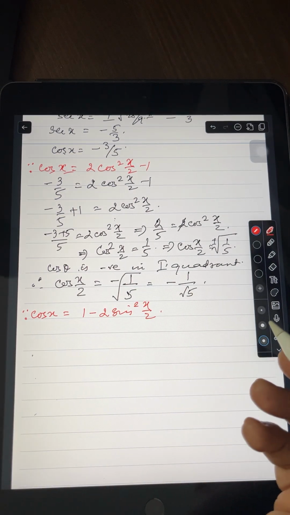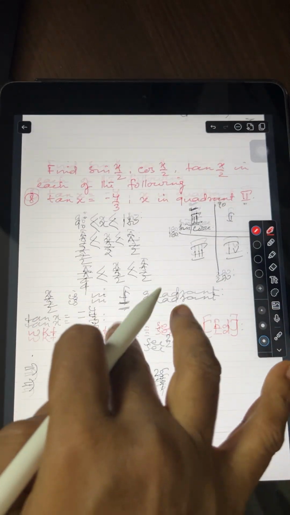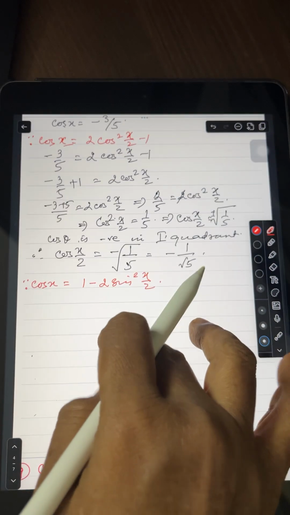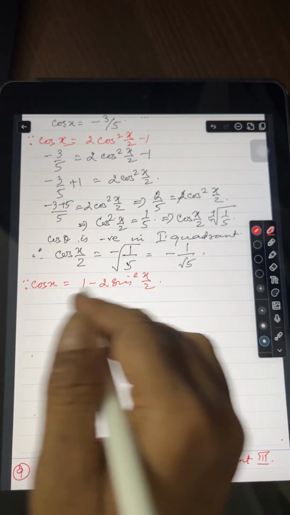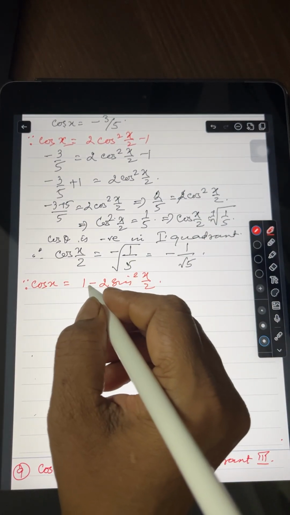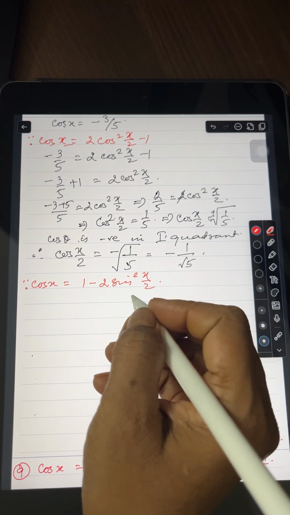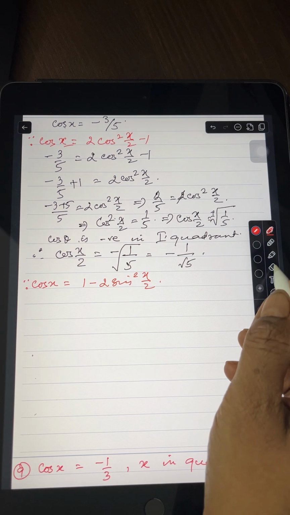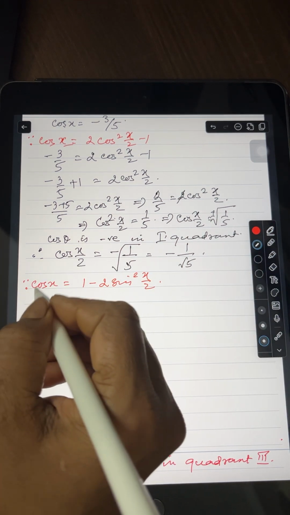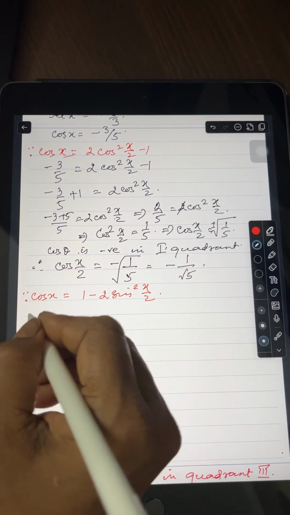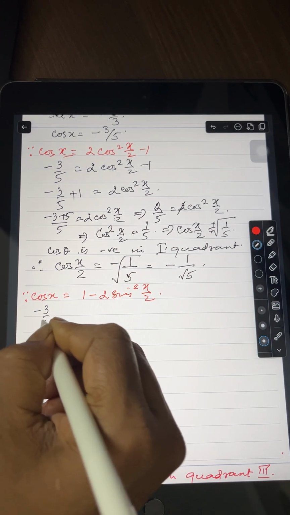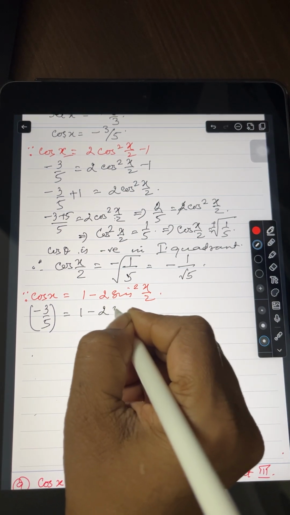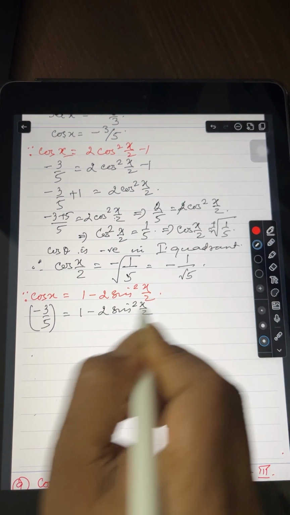Now you want sin x by 2. Cos x you have already found out. Now you have to find out sin x by 2, so for that you can use this formula: 1 minus 2 sin square x by 2. In place of cos x, you will have to substitute the value. Minus 3 by 5 is equal to 1 minus 2 sin square x by 2.